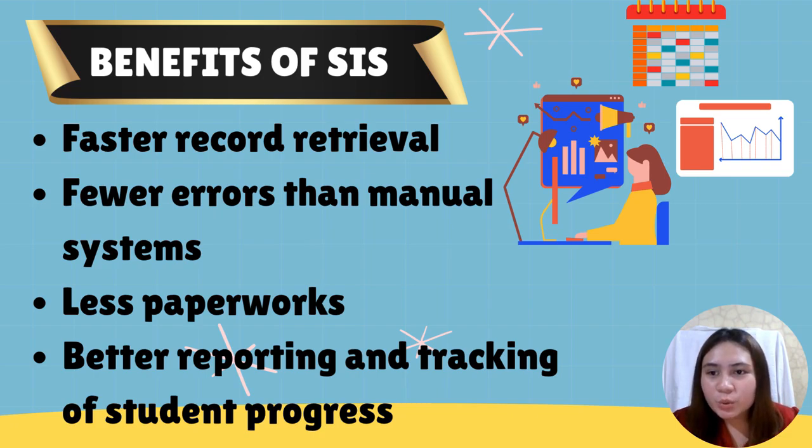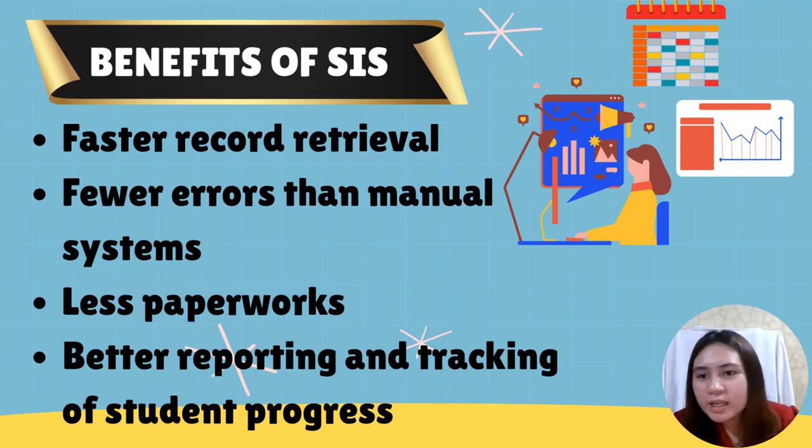Now, let us proceed to the benefits of the student information system. The first one on the list is that SIS provides faster record retrieval. Student information such as name, age, attendance, grades, and schedules can easily be accessed in just a few clicks. This saves time for teachers and administrators. The second one is fewer errors than a manual system. Since information is stored digitally and automatically, mistakes in recording and computing data are minimized.